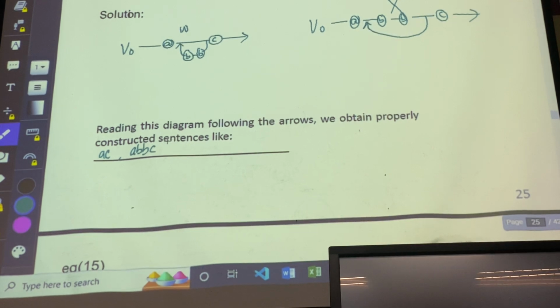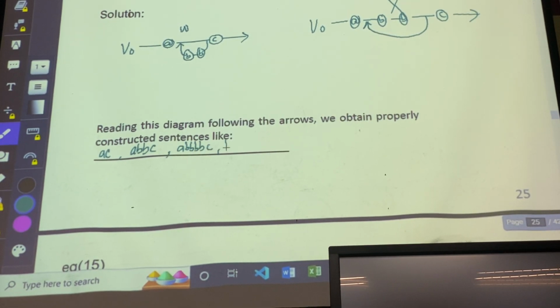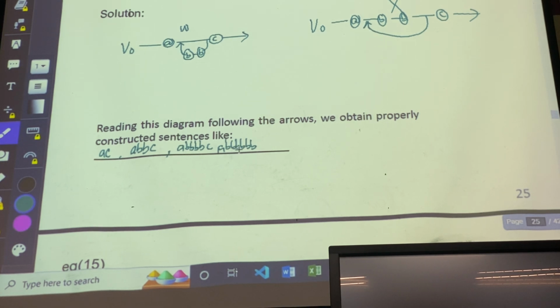Okay? So if you continue, you will have ABBBBC, and so on. Every time you repeat, the B will be doubled. So you have this, C, and so on. So these are the possible sentences that we can form from this substitution here.